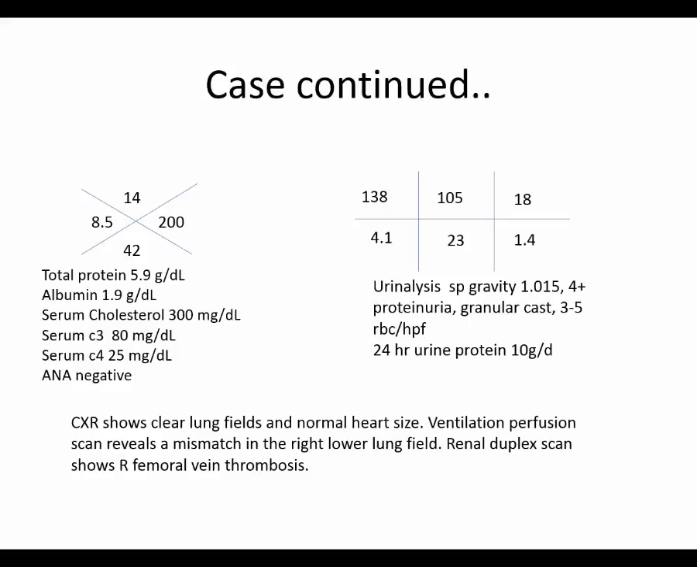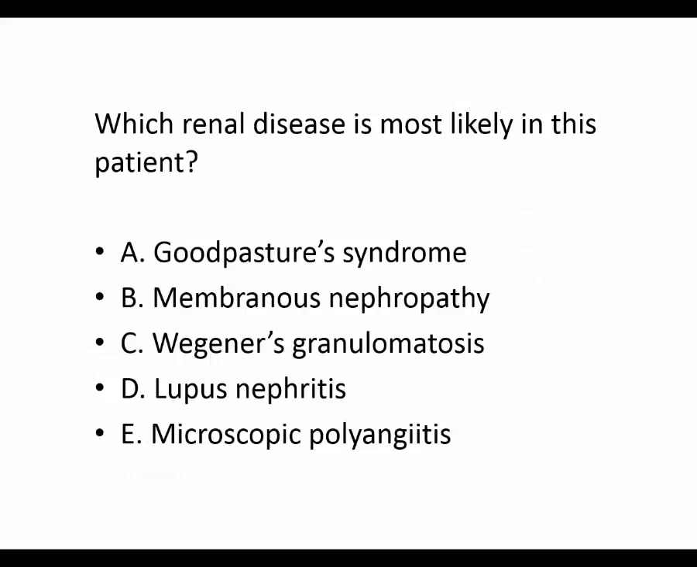VQ scan shows a mismatch in the right lower lung field, and the duplex scan of the renals shows a renal vein thrombosis. So feel free to say which renal disease is most likely in this patient. Goodpasture's, membranous nephropathy, Wegener's, lupus, or microscopic polyangiitis.